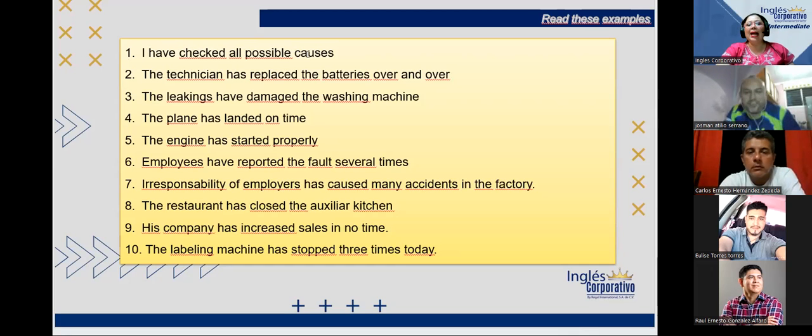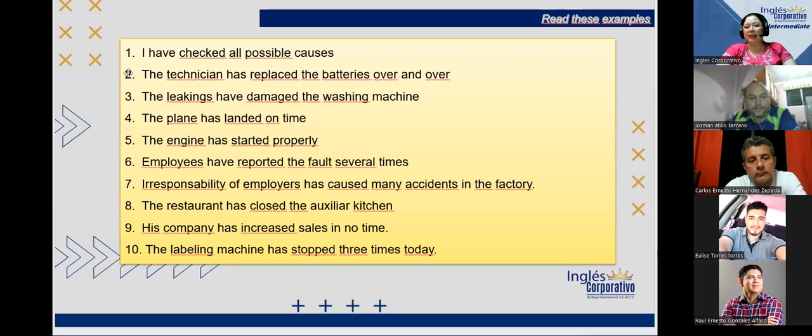I have checked all possible causes. Ajá. Okay. Cuando tenemos dos vocales juntas, la que va a sonar es la primera. La segunda, en este caso, no va a sonar. Entonces sería como causes. Okay, causes. There you go. I have checked all possible causes. A ver, démosle, Hosman. I have checked all possible causes.